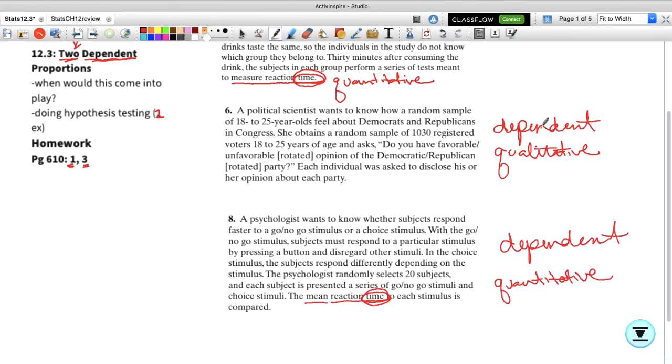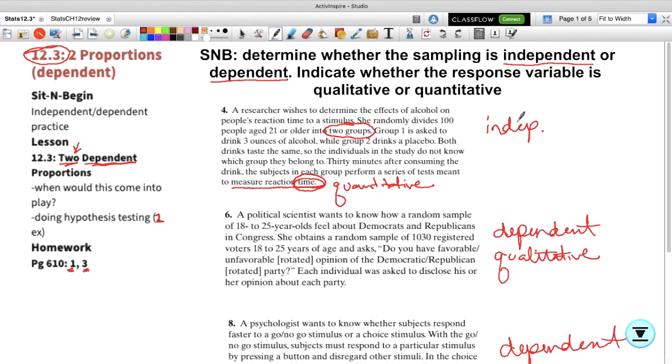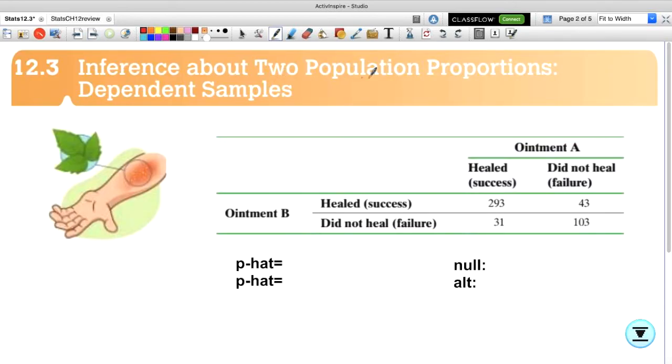Dependent, quantitative. Dependent isn't always with qualitative or quantitative, okay? It can go either way. Similarly with independent, right? Okay, independent can happen quantitative or qualitative. So now that we've kind of touched on that a little bit more, let's take a look specifically at two population proportions. So remember, proportions are your fractions or decimals, okay? Your piece over your whole, within dependent samples.